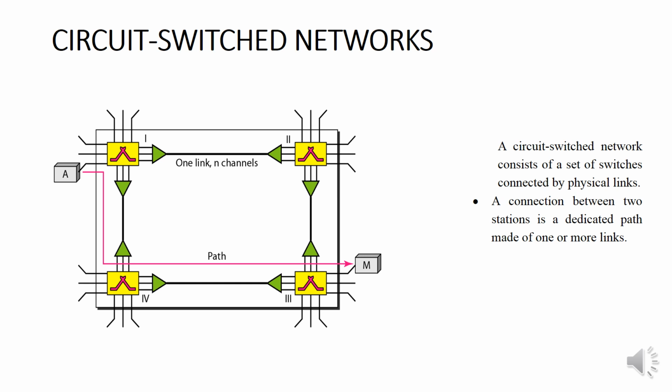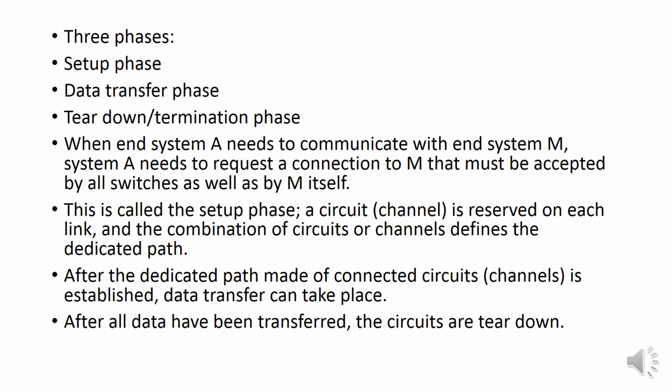Before starting communication, the station must make a reservation for the resources to be used during the communication. These resources are channels, that means bandwidth in FDM and time slot in TDM, the switch buffers, switch processing time, etc. Basically under circuit switched network, we have three different phases. The first phase is the setup phase, then the data transfer phase, and the tear down or termination phase.